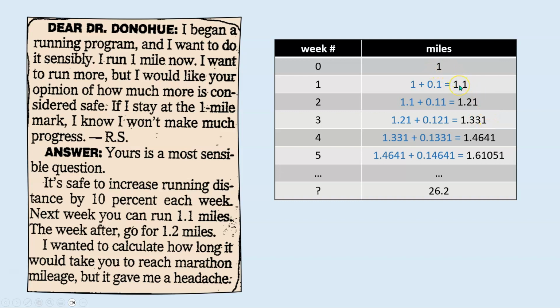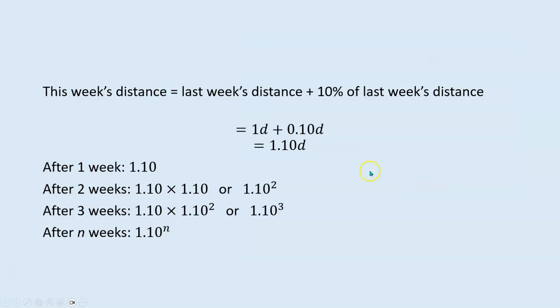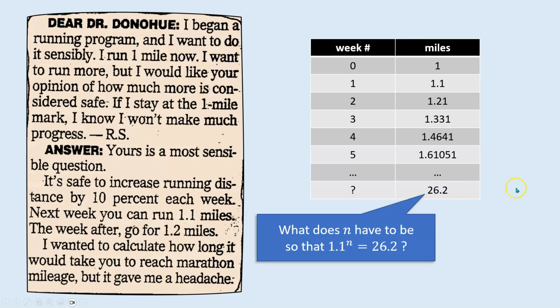1 times 1.1 gives you 1.1, times 1.1 gives you 1.21, times 1.1 gives you 1.331, times 1.1 gives you 1.4641, and so on. So after n number of weeks, the distance that you would be running would be 1.10 to the nth power. So the question now becomes, what does n have to be so that 1.1 to the nth power is equal to 26.2?